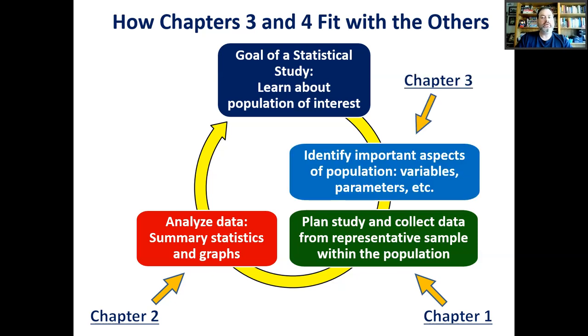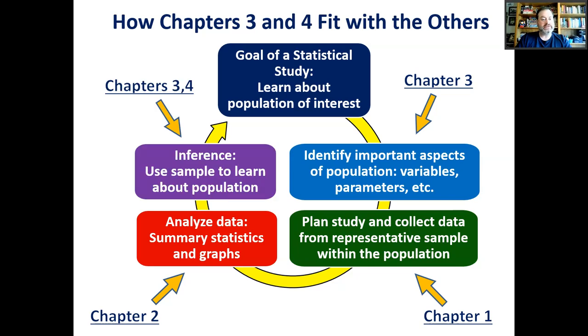In Chapter 3, we actually go back a step and we look at more planning of a study, how to break down a study and really find out what exactly we're trying to learn about these populations. So that includes things like identifying the variables, and that includes things like explanatory and response. Then there's things called parameters that we're going to see here in a sec, all kinds of stuff.